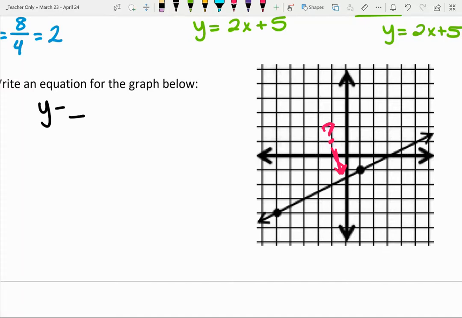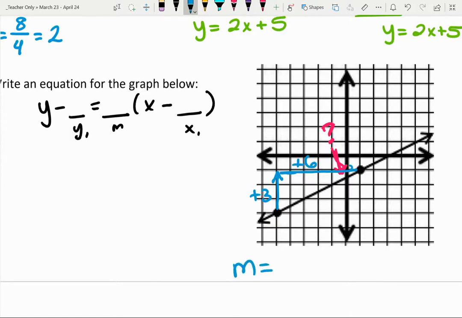Oops, not times anything yet, equals, right, we've got our x sub 1 and our slope, x minus, oops, that should have been y sub 1, excuse me. All right, so looking at my graph here, I need to find the slope. So I can count here, my slope, I'm going up 3 and over right 2, 4, 6 points. So that means that my slope is equal to 3 over 6, which simplifies to 1/2.